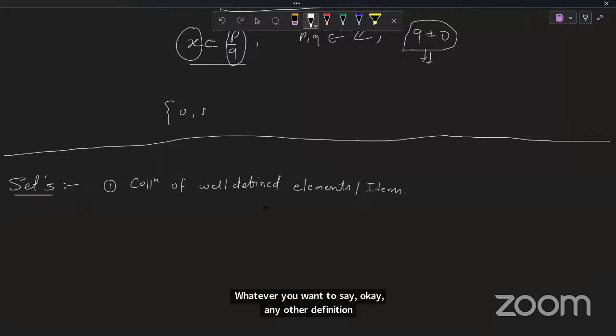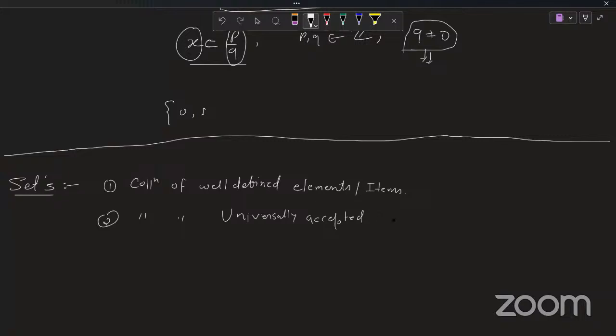Universally accepted items. Okay, a new word. Collection of universally accepted items. Okay, any other definition? This is for data science students. Any other definition? Collection of items of different data types. Different data types, yes, you can say that. Okay, different data types. Any other? A collection of different well-defined items. Okay, different well-defined, yes, you can say that here.